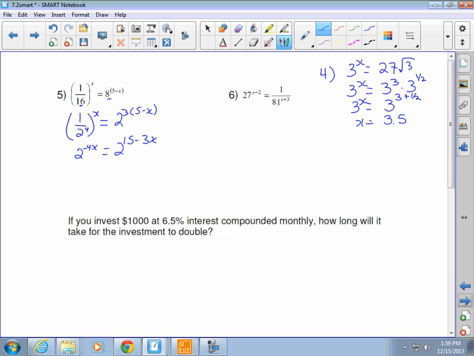So now I can drop my bases. I have negative 4x is equal to 15 minus 3x. So if I bring my 3x over, I have negative x is equal to 15, so x is equal to negative 15.